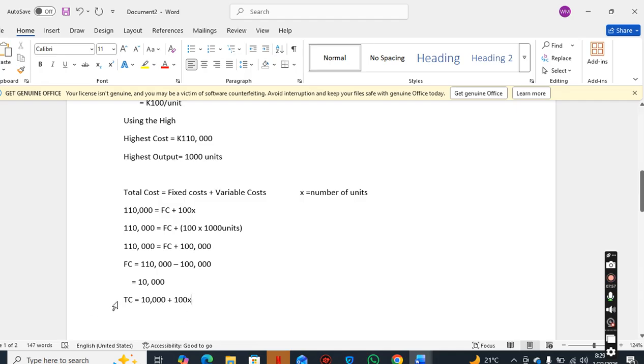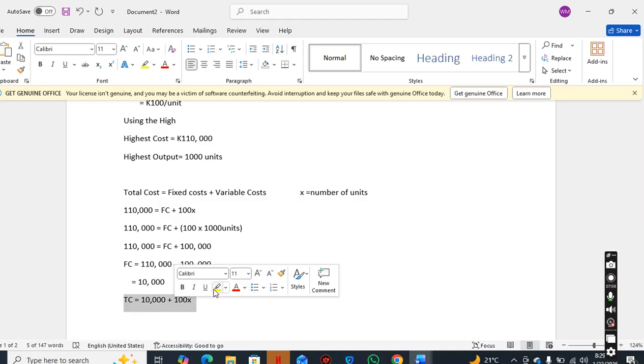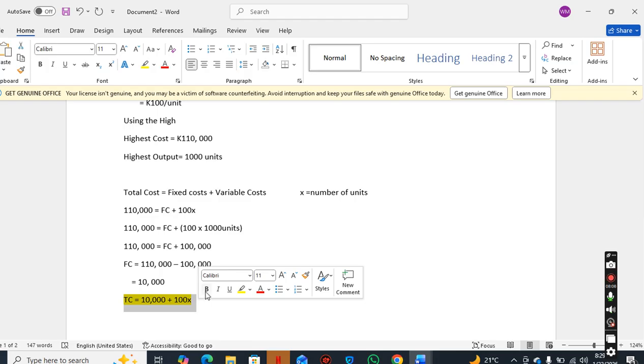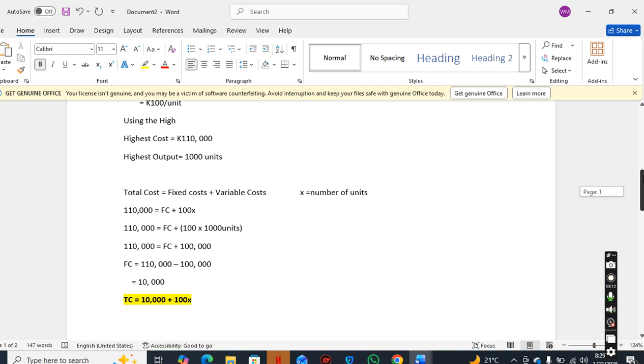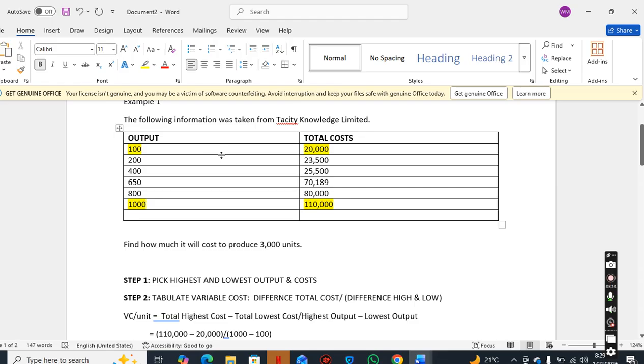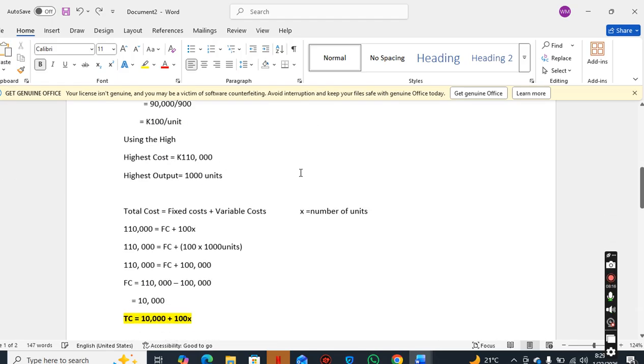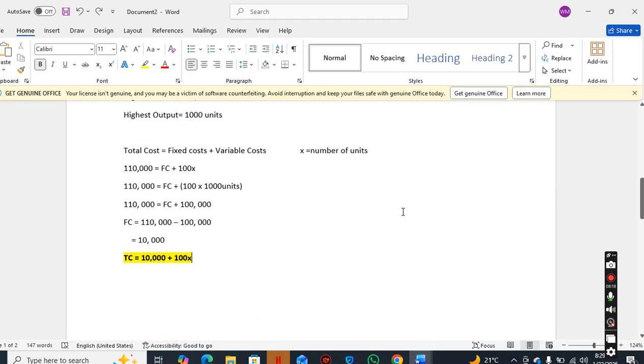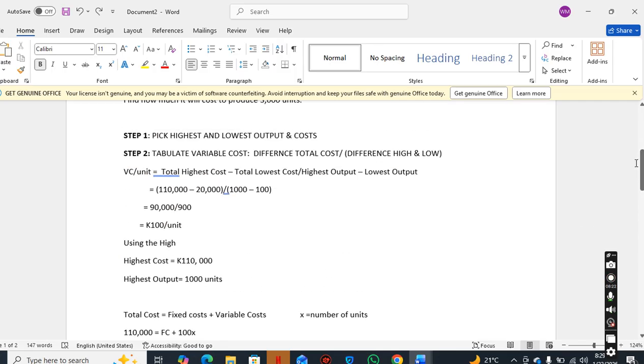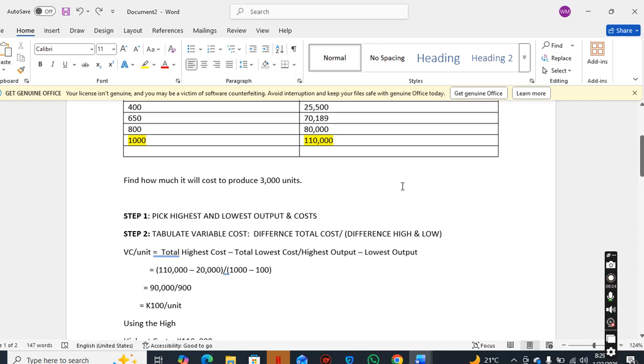This is our cost equation, and this is what's going to help us forecast or predict our future costs. We've separated this information into fixed and variable costs, and we made a cost equation. So now we can answer the question which says, how much will it cost you to produce 3,000 units?